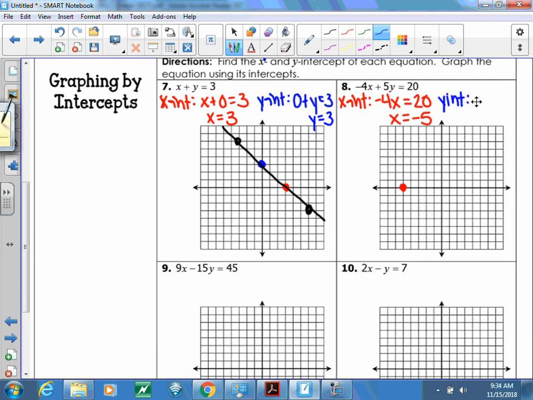Y-intercept, I'm going to put 0 in for x, so negative 4 times 0 is 0. I'm left with 5y is equal to 20. Divide by 5, and y is equal to 4. So 1, 2, 3, 4 units up. So I'm going from the red to the blue here. I'm going to the right 4 and up, to the right 5 and up 4. 1, 2, 3, 4, 5, 1, 2, 3, 4. So I just put in another point so that it makes it a nice easy line to draw.